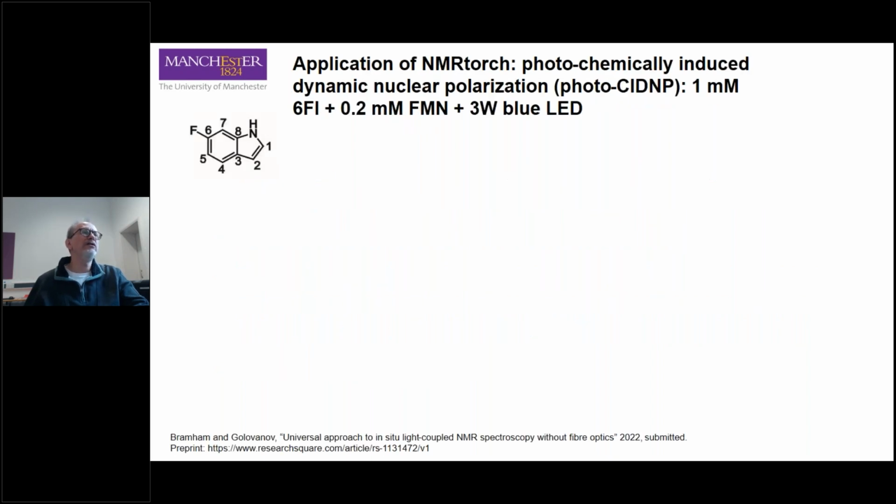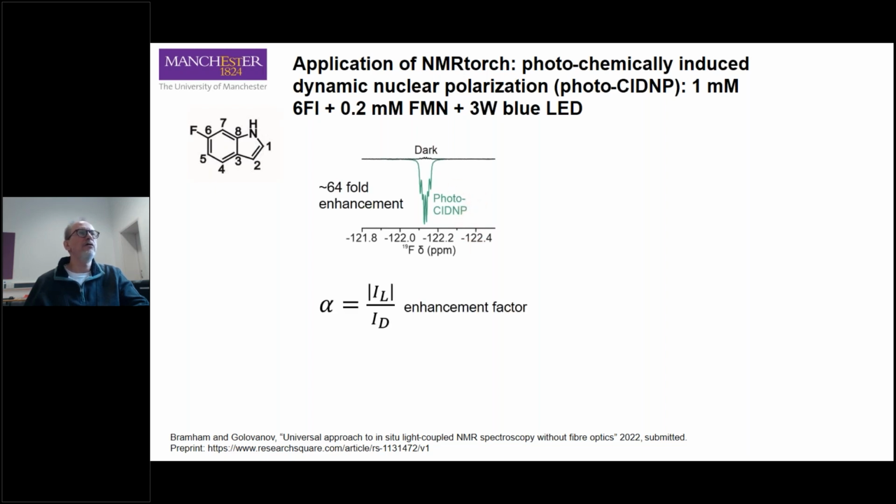So in this example, we mixed 6-fluoroindole, or 6FI for short, with FMN and illuminated it with our 3-watt blue light head. You can see here the spectrum in the dark for this 1 millimolar sample and with illumination, giving rise to around 64-fold negative signal enhancement, which we can quantify using this enhancement factor alpha, where we divide intensity under light conditions by the intensity in the darkness.